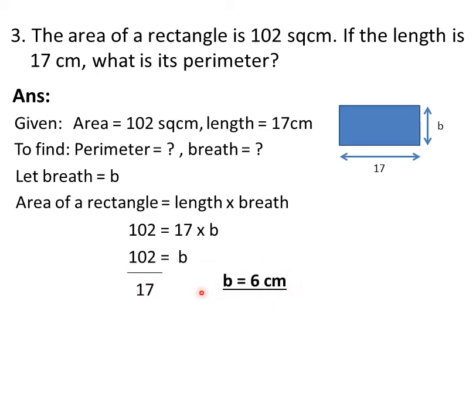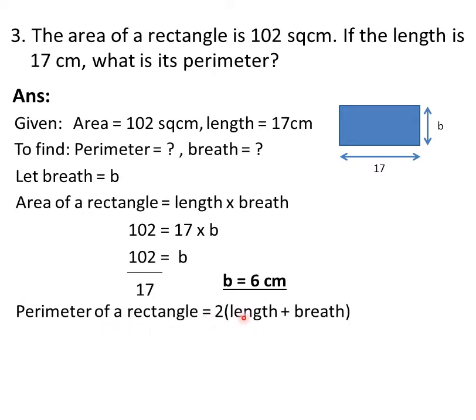So now we have found breadth. We'll substitute this breadth in the perimeter formula. What is the formula of perimeter of a rectangle? Perimeter of a rectangle is equal to 2 bracket length plus breadth. We have already seen in the earlier video what a perimeter is. It is the sum of all these sides. You have 2 lengths and 2 breadths. So that gives us 2 bracket length plus breadth.